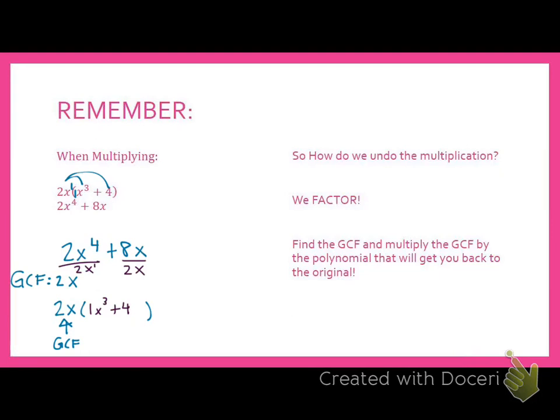Doesn't this look like the same thing as this? So do you see how factoring, which is down here, is undoing what we did up here? It's the opposite of what we were doing before. So find the GCF first. This is called the GCF, the greatest common factor, which is the biggest number and biggest number of variables that come out. And multiply the GCF by the polynomial that will get you back to the original. That means divide each term by the GCF.